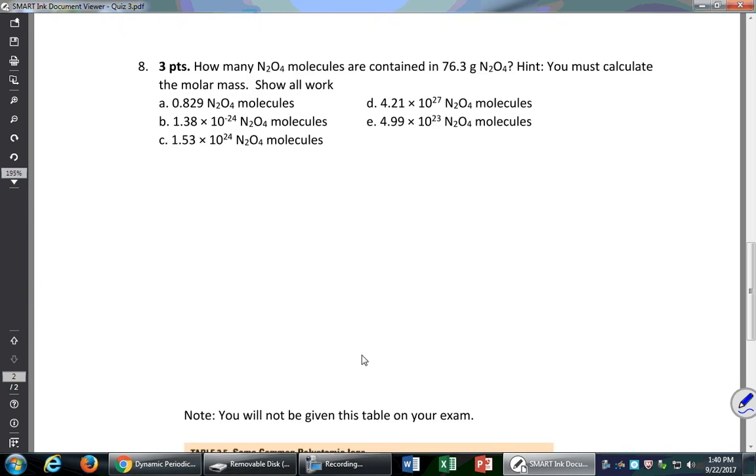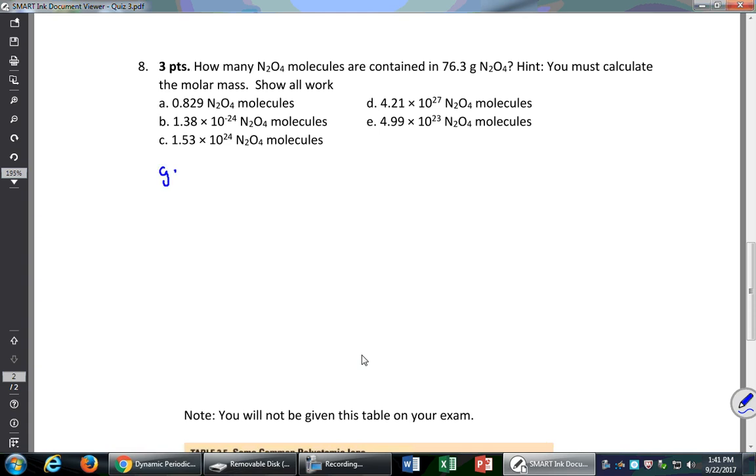And the only math I gave you on this quiz, well, except for really simple math, we want to know how many molecules, not moles, molecules, we have in a certain mass of N2O4, dinitrogen tetroxide. You should be able to name that. We have 2 nitrogens and 4 oxygens, and it's all nonmetals, so dinitrogen tetroxide. So the first thing, and I gave you a hint, is that you have to calculate the molar mass, because otherwise we don't have a relationship between our moles and our grams.